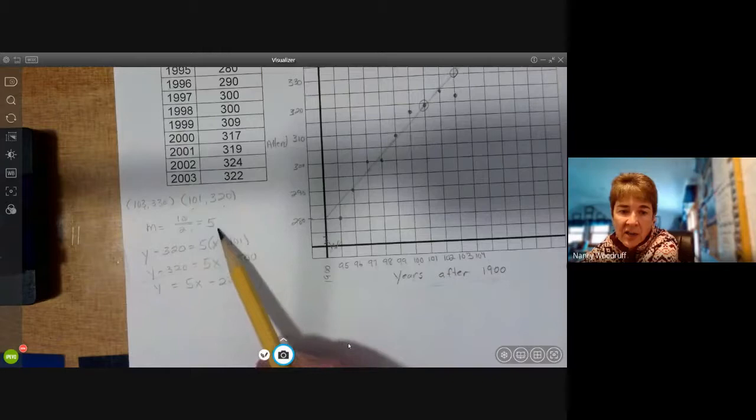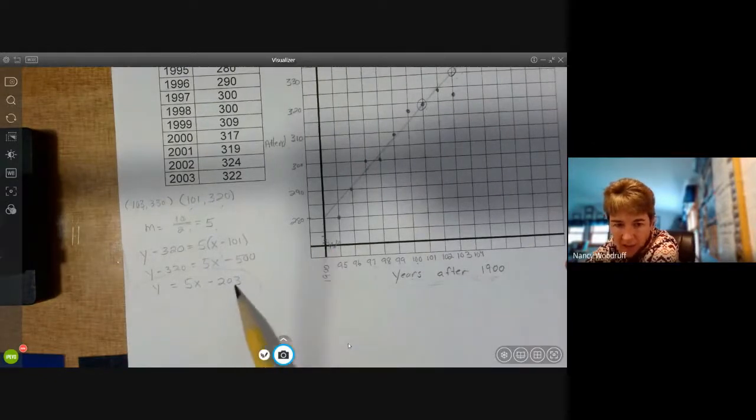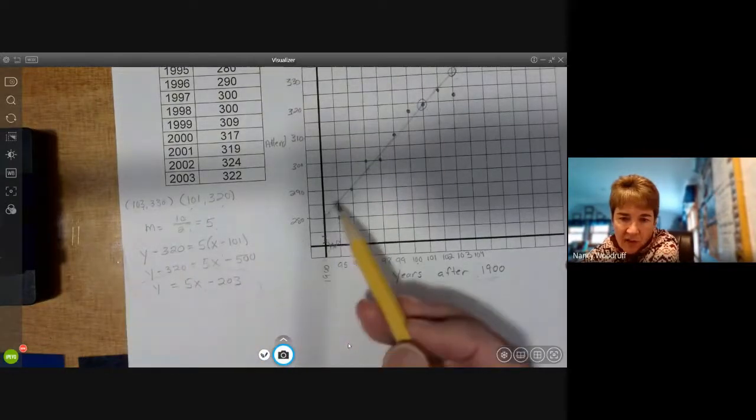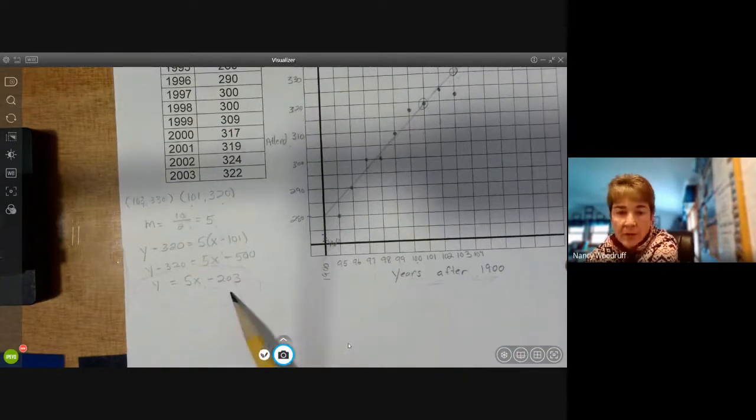I calculate the slope. It's about 5. I'm going to use the point slope. And when I calculate it, look at the y-intercept. See, it's not 280. It's literally negative 203. That's because this would pull out. We're missing 94 years here. So this line would keep going down, down, down. All righty. Are we okay on that one?